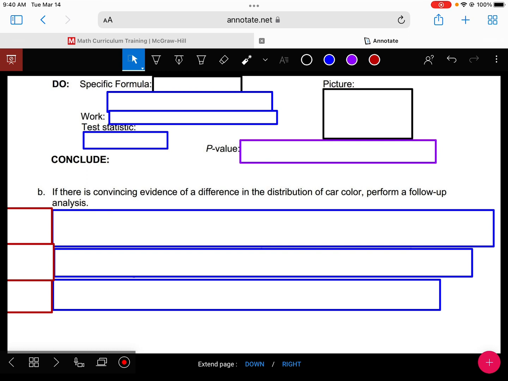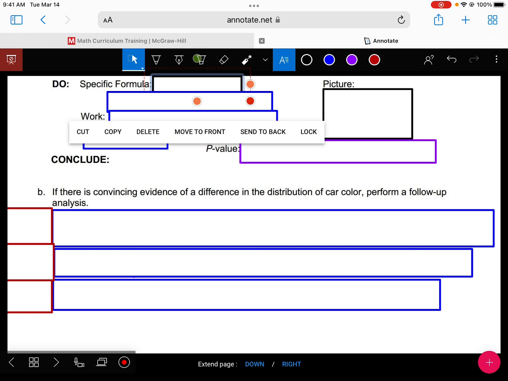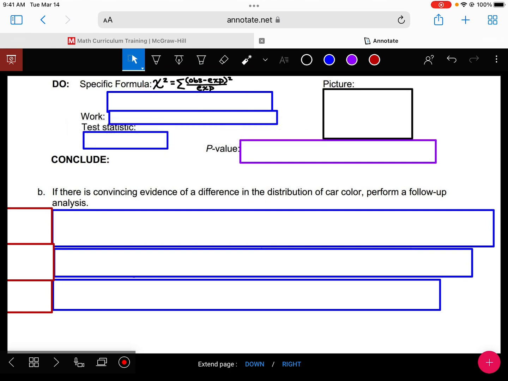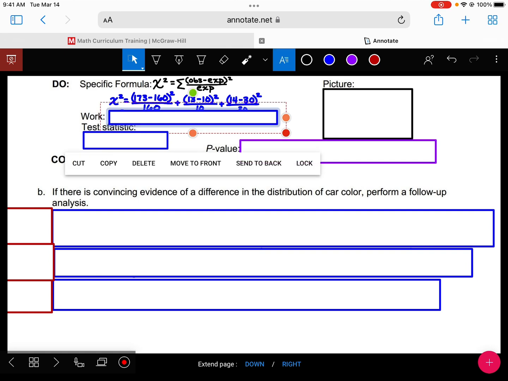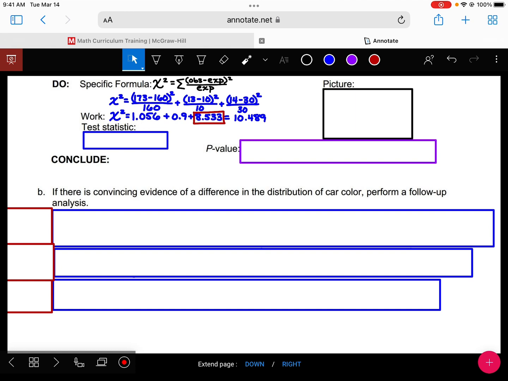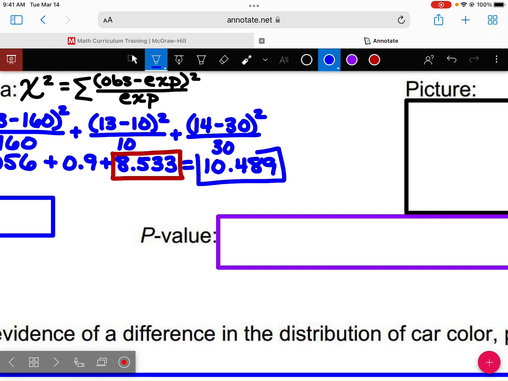What is the specific formula that we're going to use? Yes. Chi-square equals the sum of observed minus expected squared over expected. So I calculated that out. Thankfully, we only had 3 categories, so I only had to sum 3 different things. And I ended up with a test statistic, a chi-square of 10.489. I've got a box around this 8.533.